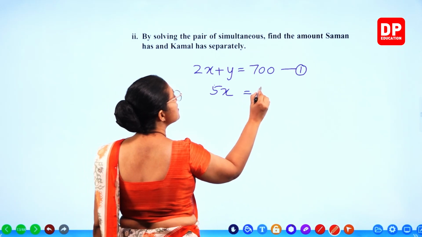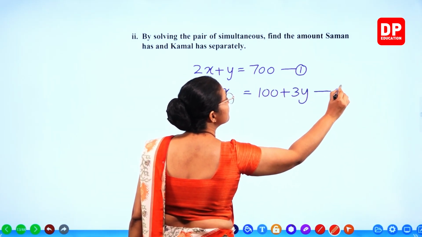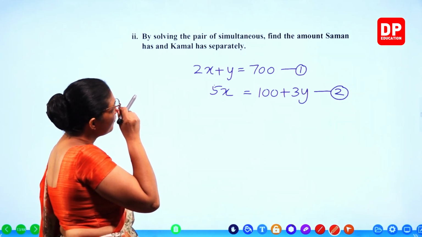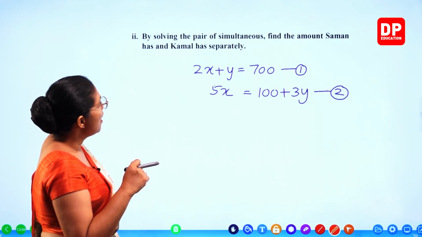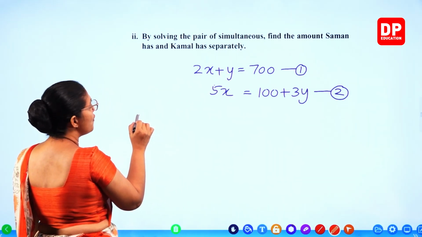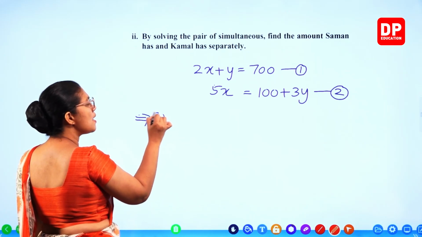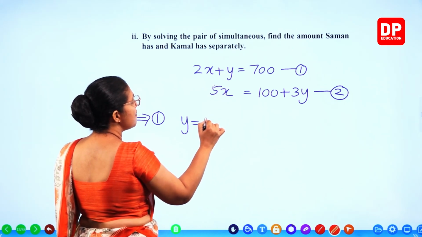5x equals 100 plus 3y. So what's the easiest way to solve these simultaneous equations? We can make y the subject from the first equation and substitute. What is y from the first equation?